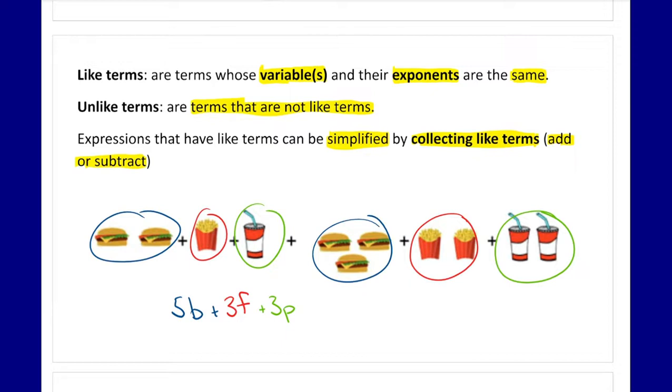So this is how we can simplify our expression by collecting like terms. We're grouping the things together that are the same. Now this is a visual, so it's not quite going to be the same with actual terms, but this is to help us get used to that idea.